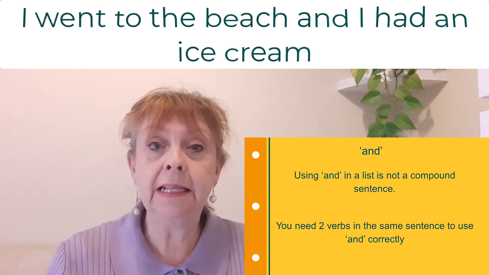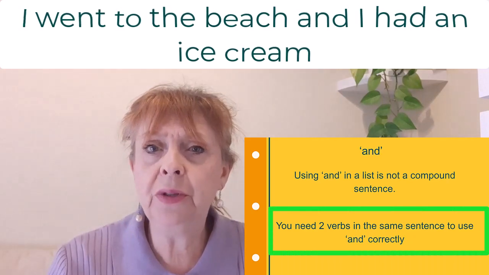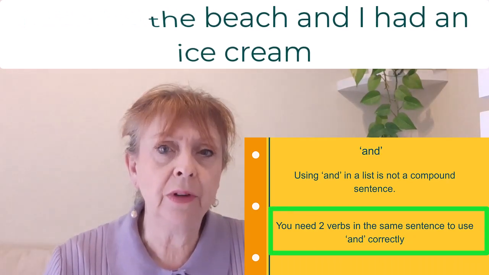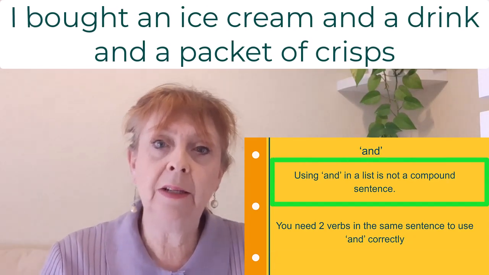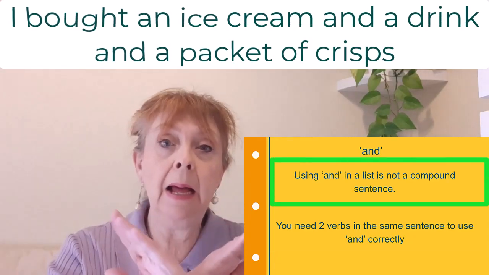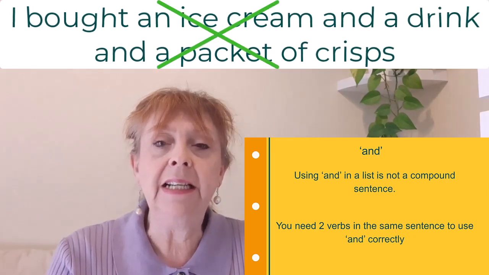One small point to remember about and. A compound sentence needs two verbs. So if you use and in a list, for example, I bought an ice cream and a drink and a packet of crisps. That's not a compound sentence. It's just a list. You need to have two clear verbs in your sentence.